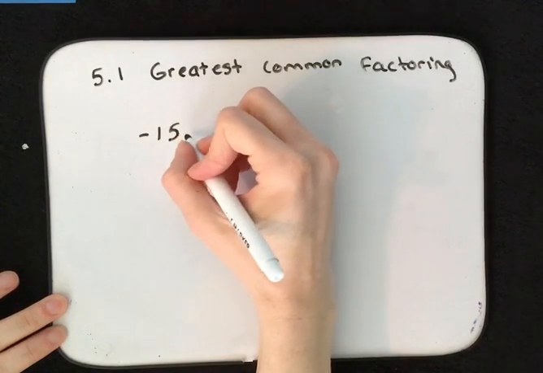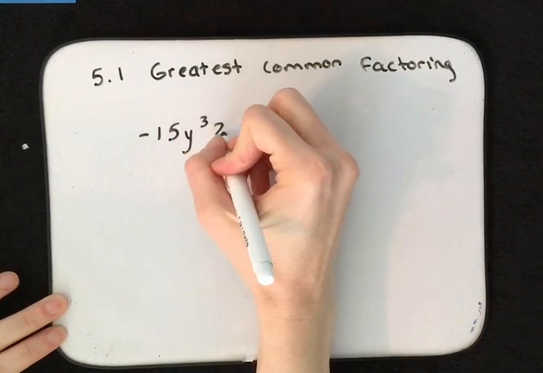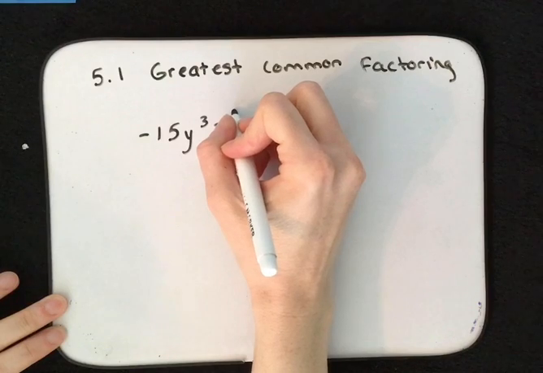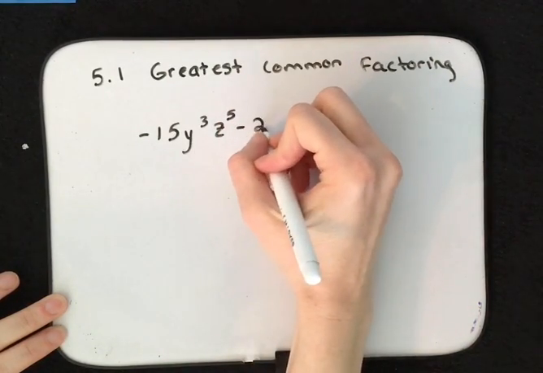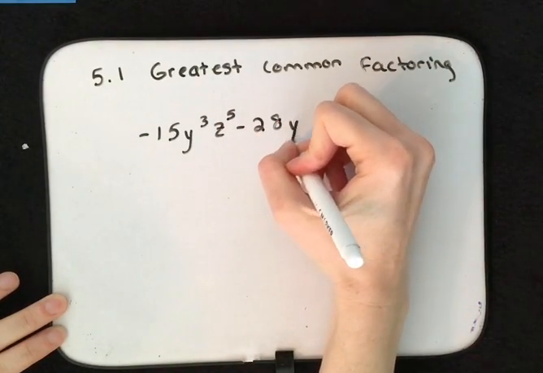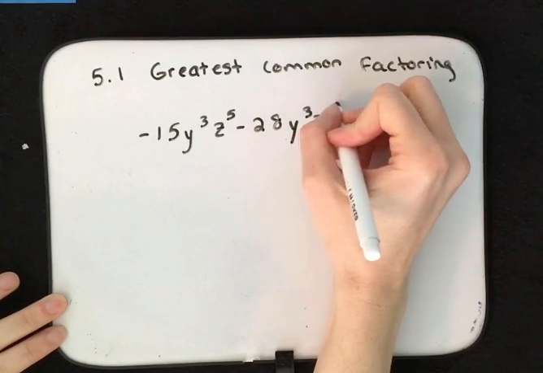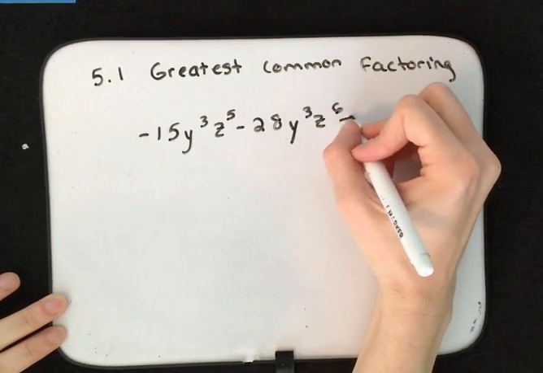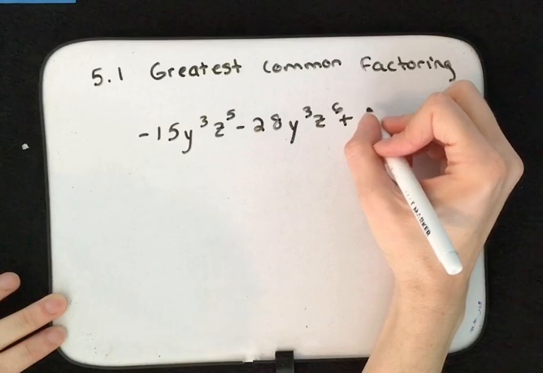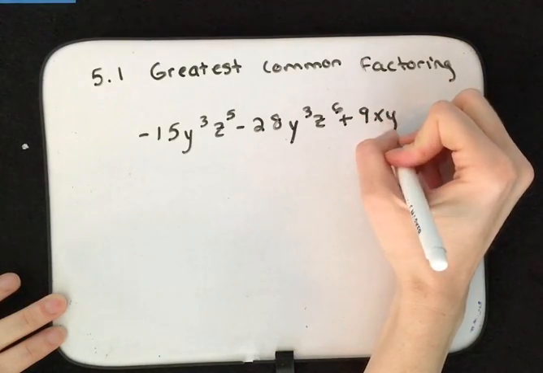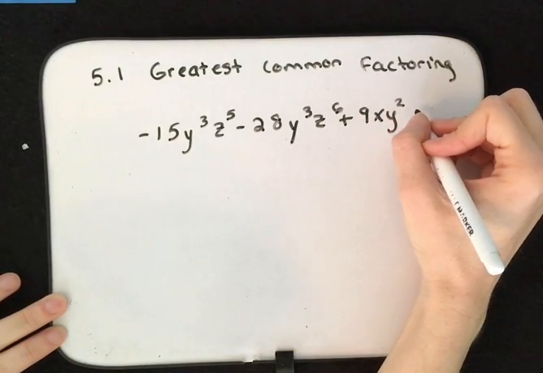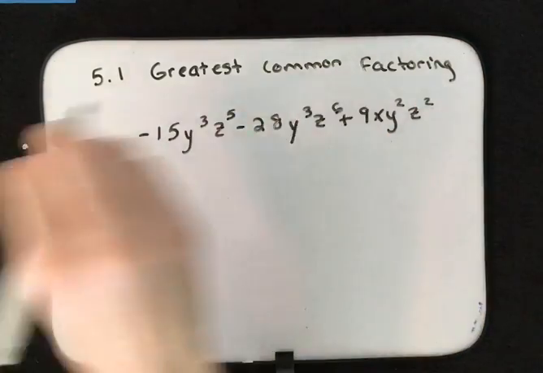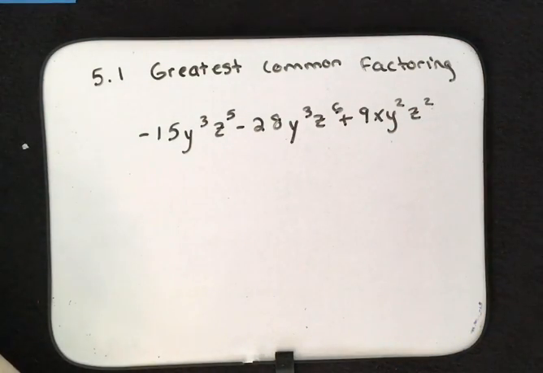Negative 15, y to the 3rd, z to the 5th, minus 28, y to the 3rd, z to the 6th, plus 9x y to the 2nd, z to the 2nd. So now we need to look through all of these different pieces and see what we can find that's in common. Well, let's start looking.